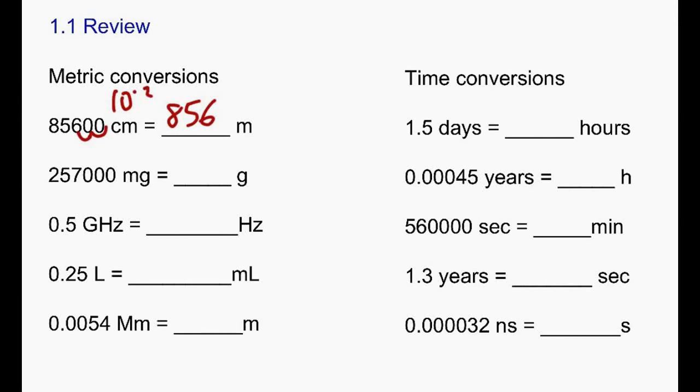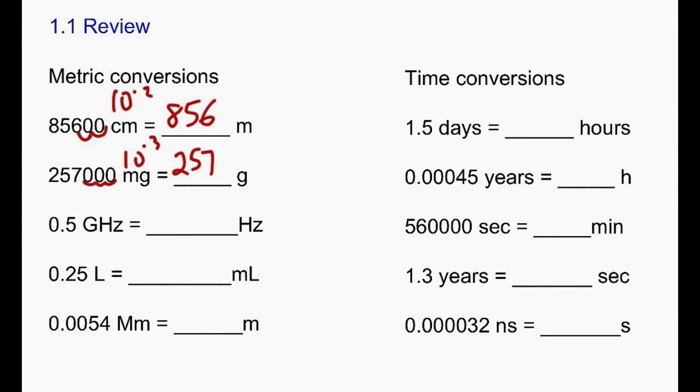And the same thing would work for the next example. You can see we've got 257,000 milligrams, and we want to get that in grams. If you look on your chart, milligrams is to the negative 3. So that means we're going to move the decimal over 3 spots. So our answer for this one should be 257. Doesn't matter what the units are, just use your chart to help you out if you're stuck.